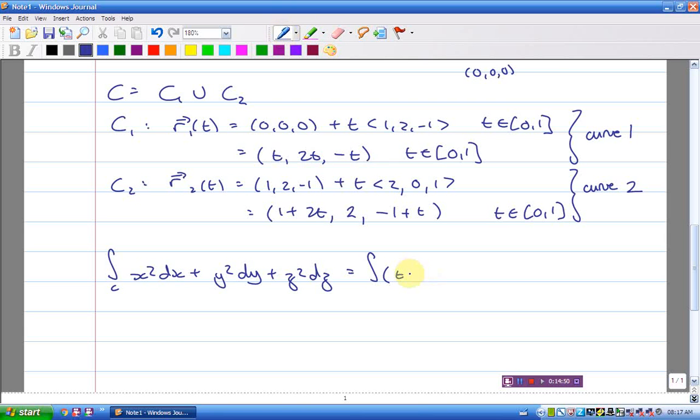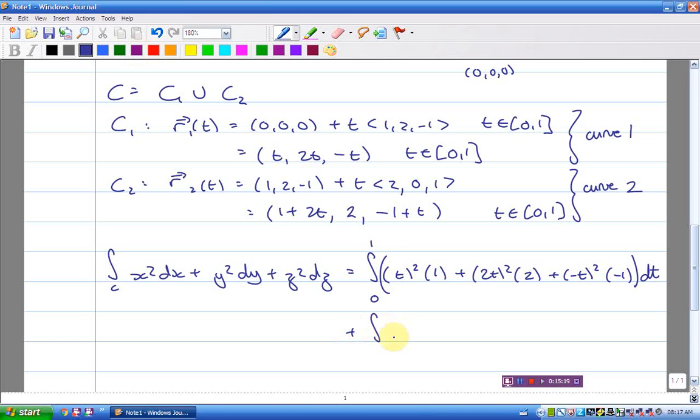So x squared is t squared, but then I want a dx by dt, which is 1, plus y squared is 2t squared. I'm wanting dy by dt, which is 2, plus z squared is minus t squared times dz by dt, which is minus 1, and all of that gets a dt, and t goes from 0 to 1, and that is curve 1. Okay?